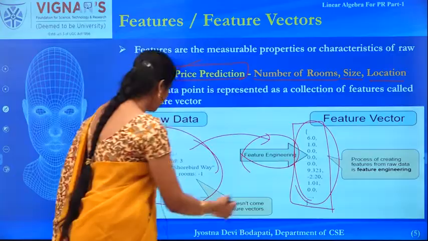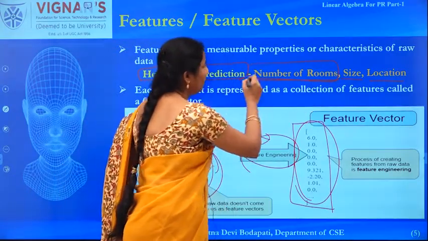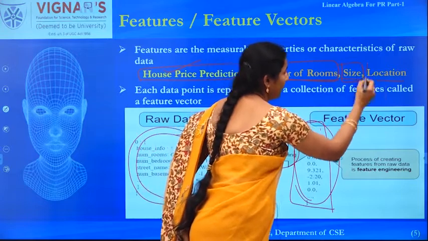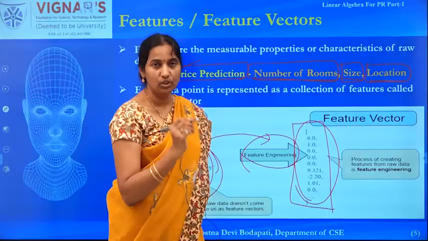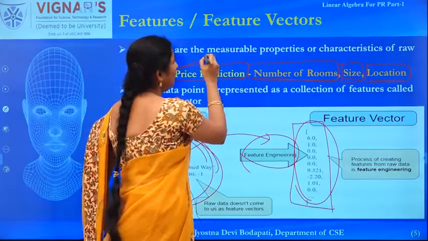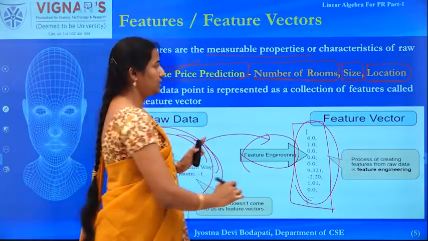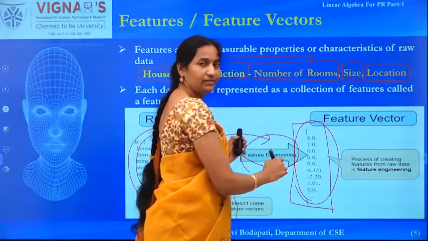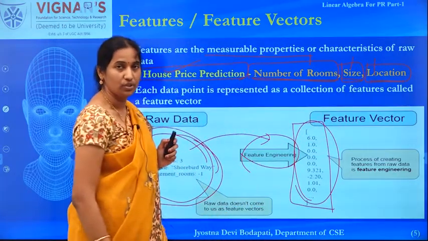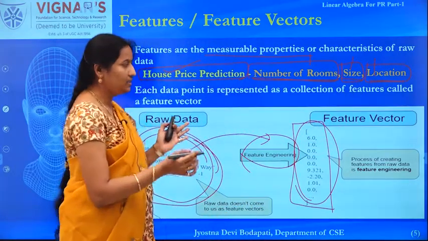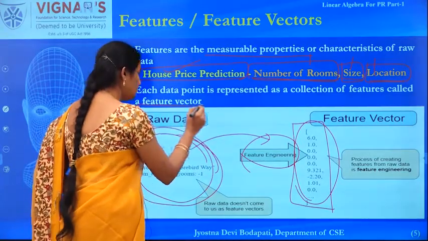Feature vector is the set of features. So, if you consider each of these, this is a property, and this is another property, and this is the other property. These are called features. Features are the measurable properties of the given data. In this case, number of rooms is one particular feature, size is another feature, and location is another feature. And if you consider all these features together, that set can be called a feature vector.